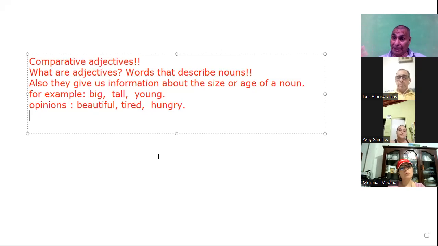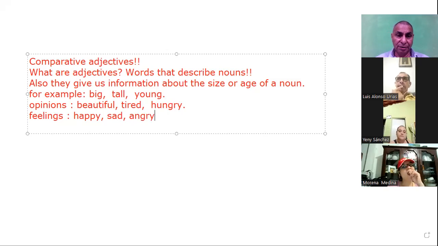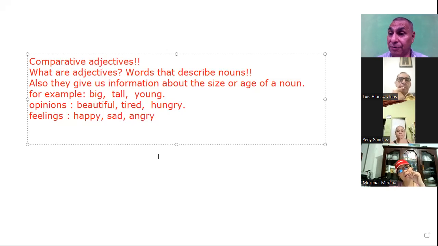Also, we can describe feelings about the noun. Yes, we can say that the noun is happy. We can say that the noun is tired or sad. Sad, triste. Or angry. We can say that the noun is angry.